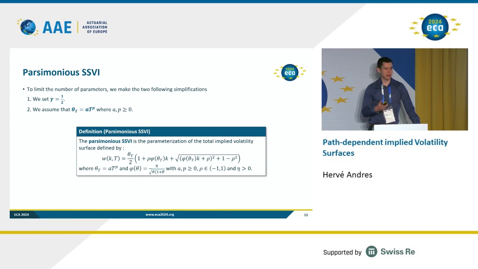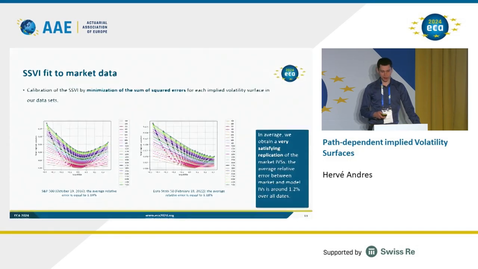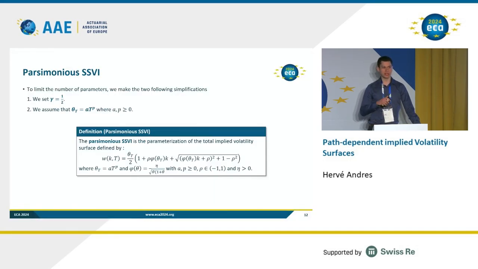So we had to make two assumptions to reduce this number of parameters. The first one is to consider gamma equal to 1/2 in the function phi here. And the second one is to consider a parametric form for theta_t, which is the parameter that generates a lot of parameters in the calibration. So it basically is a power law that depends on two parameters.